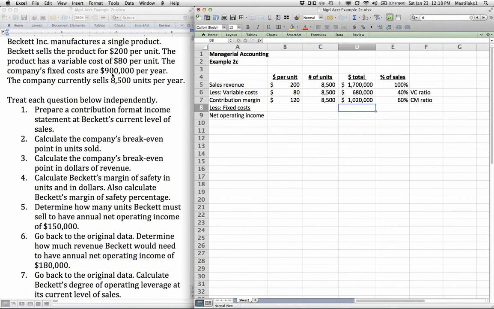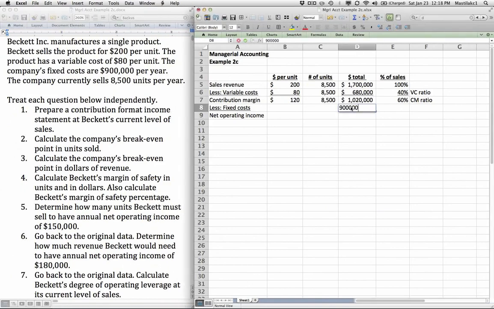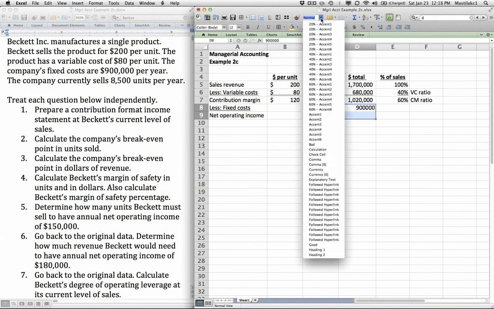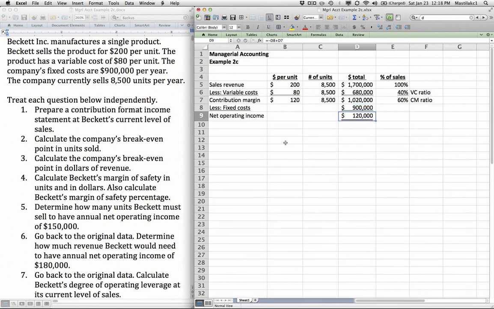Now fixed cost, we're told our fixed costs are $900,000 per year, so we'll go ahead and put in 900,000. And then net operating income is going to be the difference between contribution margin and fixed costs. We're going to subtract fixed cost from contribution margin.